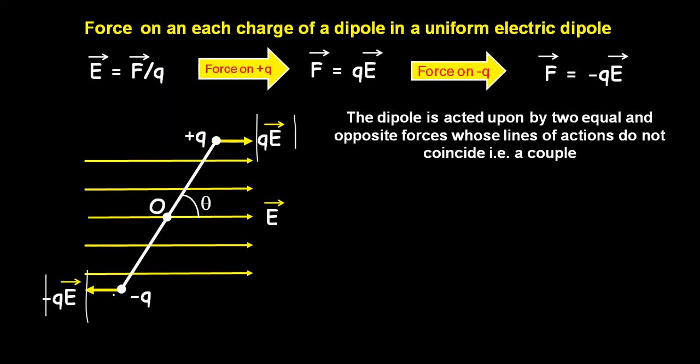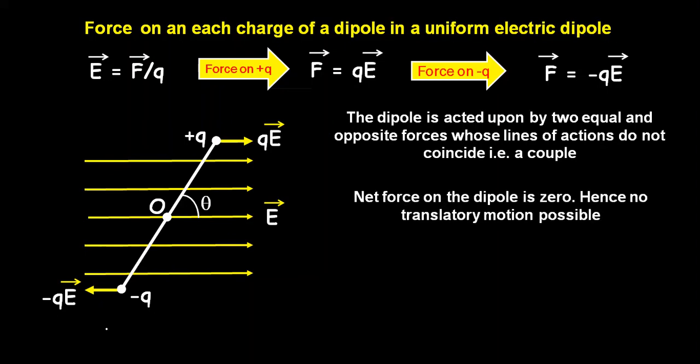We have two forces of equal magnitude, but the direction of action is opposite. And most importantly, if you look at these two forces, they are not acting at the same point. They are acting at two different points. That is, their lines of action do not coincide with each other. Thus, the dipole is acted upon by two equal and opposite forces whose lines of action do not coincide. That is, a couple acts on the dipole.